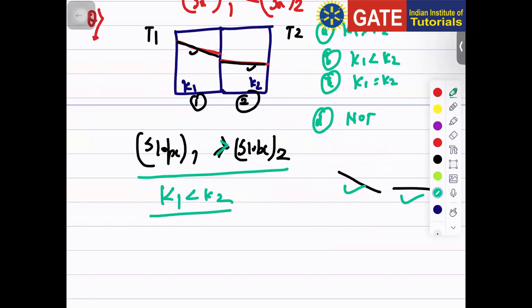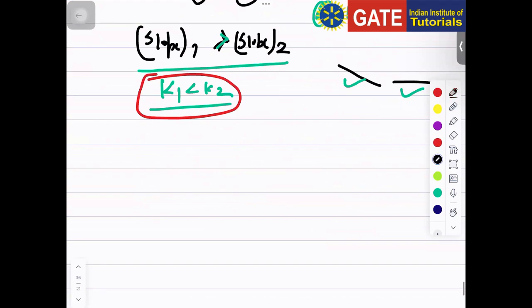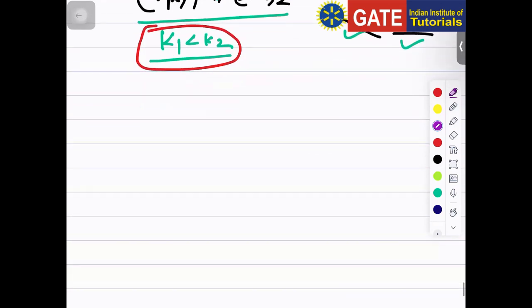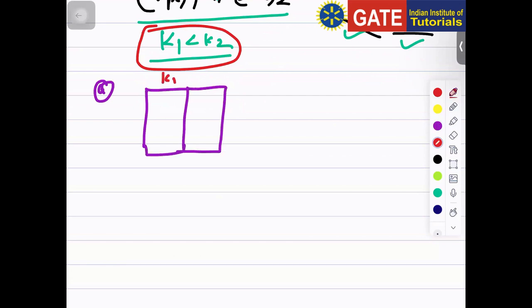Is it clear? So these kinds of questions you may be asked in the examination. So you have to understand this kind of thing, right? So it may be possible that this kind of question may be there, having K1, having K2.